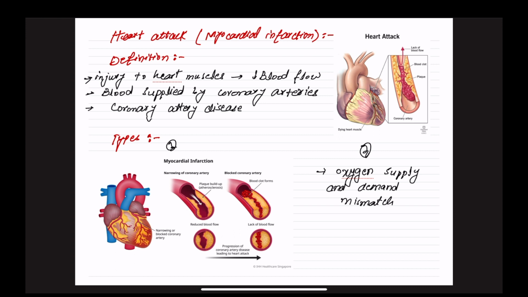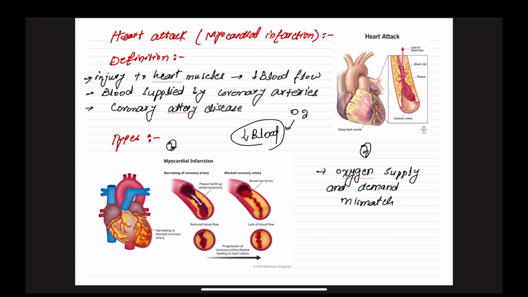Hello everyone. Today we will talk about heart attack, which is also called myocardial infarction. It is injury to the heart muscles due to decreased blood flow. Now we all know that every cell in our body needs oxygen, and oxygen is carried by the blood. Whenever there is decrease or restriction of the blood flow to any part of the body, that part dies. The same happens in myocardial infarction.